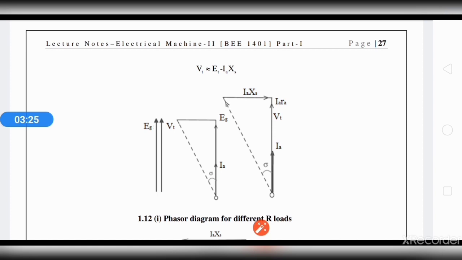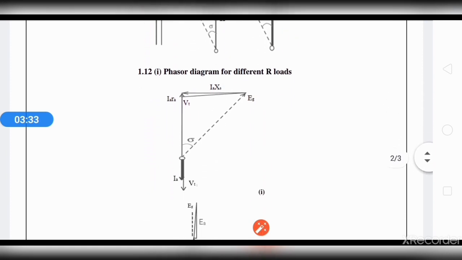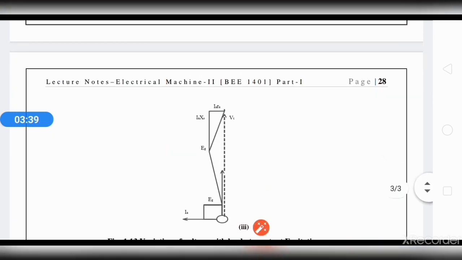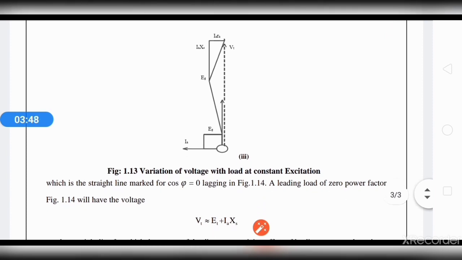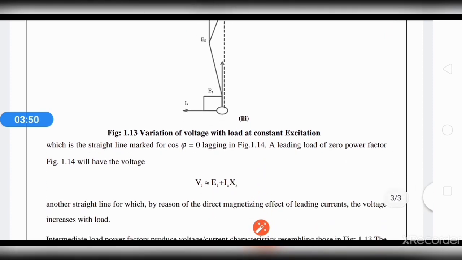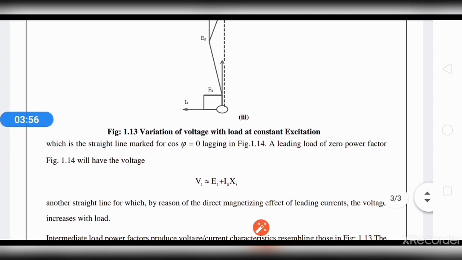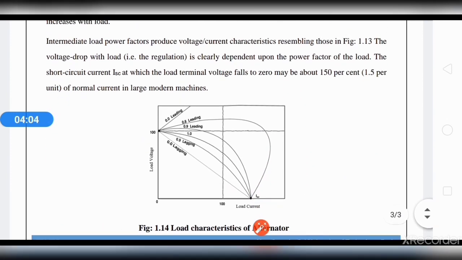Here the voltage for different loads can be shown for different R load, and it is showing the variation of sigma also, and terminal voltage Vt. Variation of voltage with load at constant excitation is shown here. The equation of terminal voltage is Vt plus IaZs for this kind of load. At leading load of 0 power factor, the figure is shown in the load characteristic drawn here.